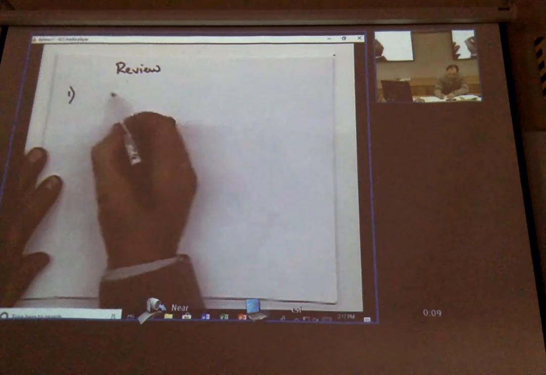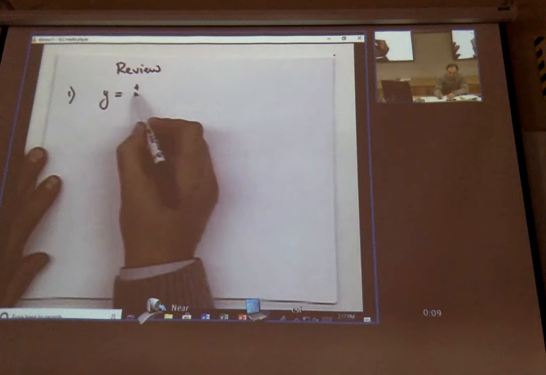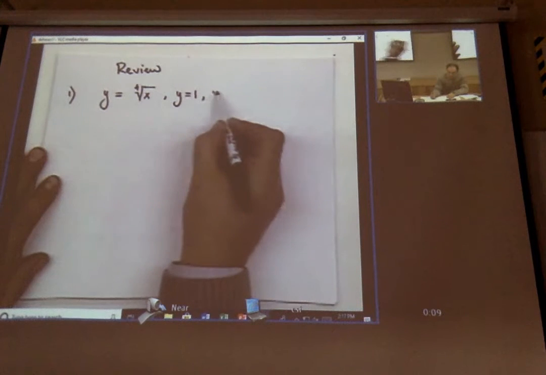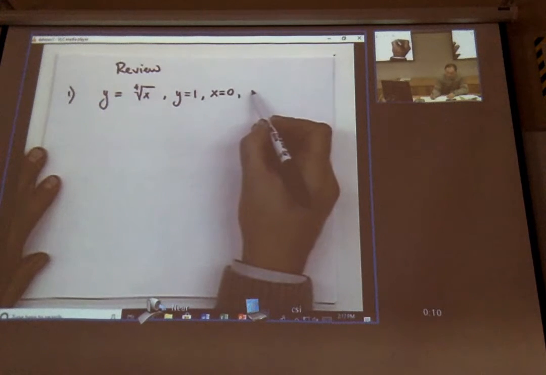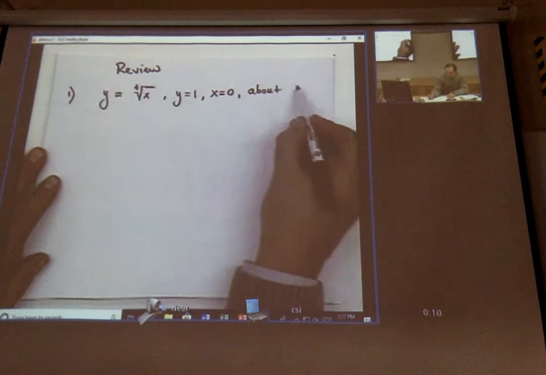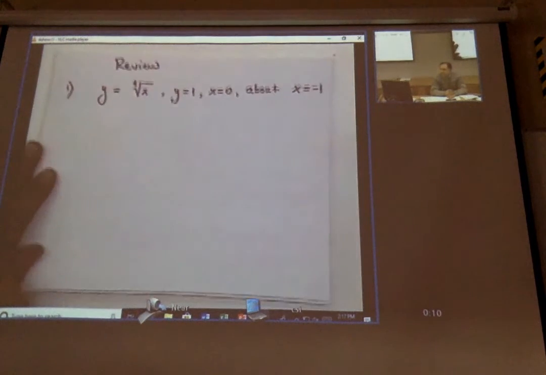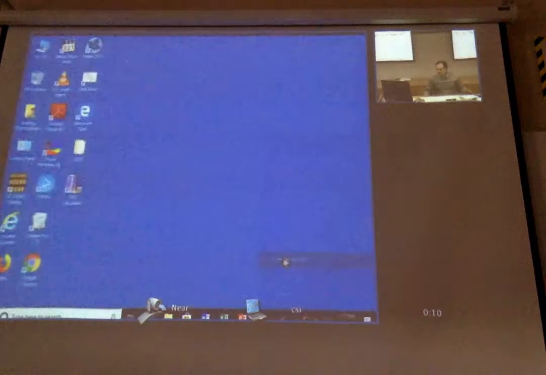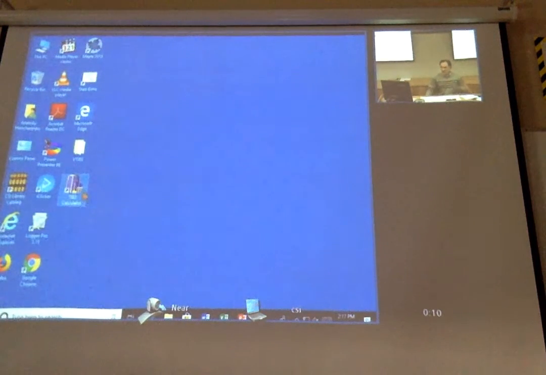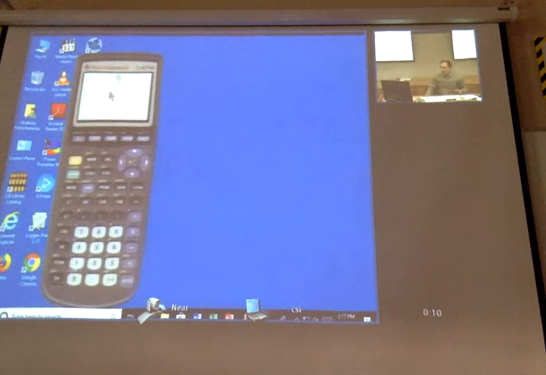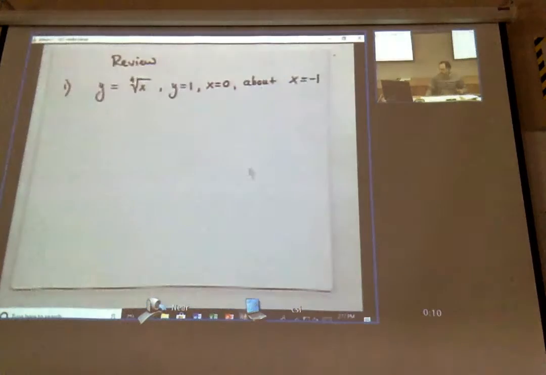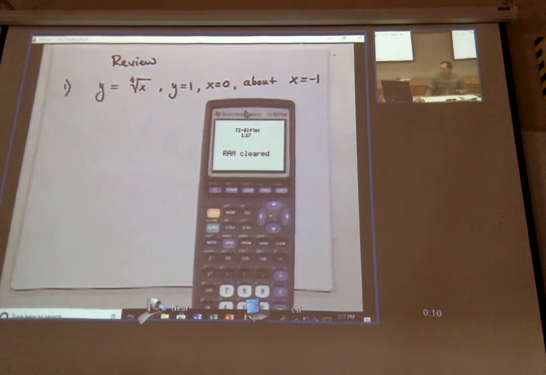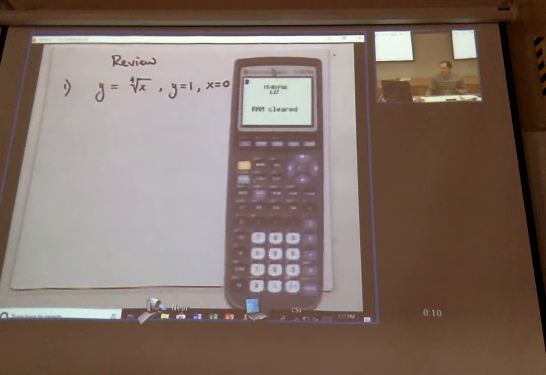We have y equals the fourth root of x, y equals 1, x equals 0, and we'll rotate this about x equals -1. So you can get your calculator, for example, just to see how that's going to look, or if you know, that's great. Not everything I can graph here, okay? Not everything, but let's see what we have.